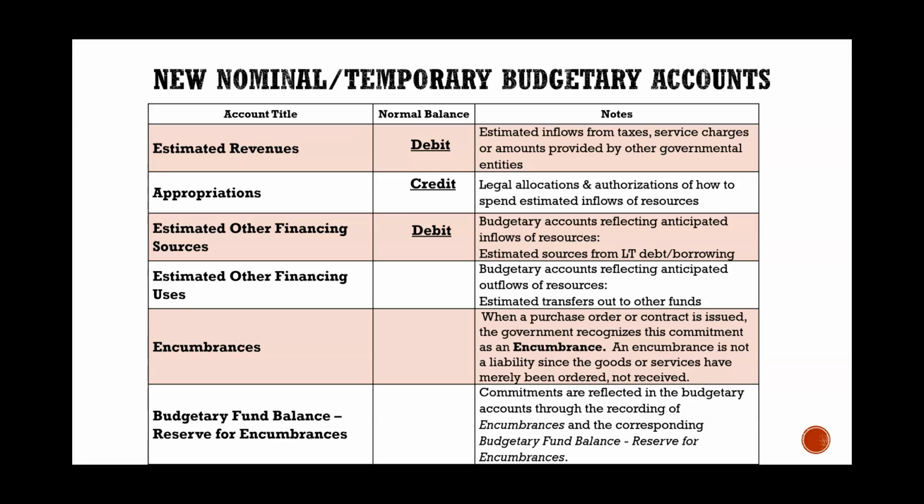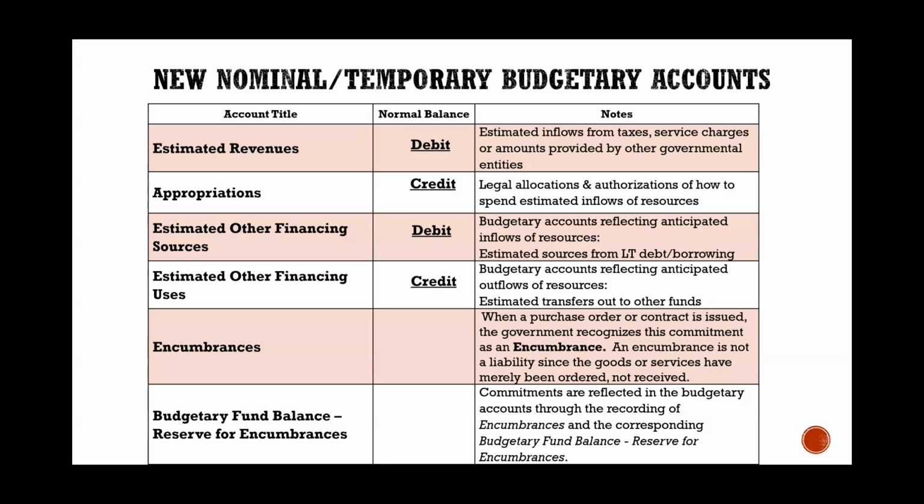The next is estimated other financing uses. Again, these are going to be outflows of funds, typically transfers to other funds, and these will hold a credit normal balance. The next one is encumbrances, and this one's one we'll get into more later.